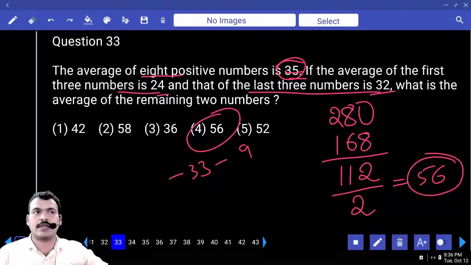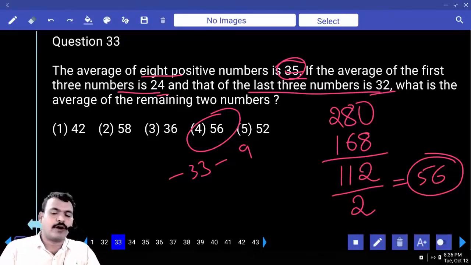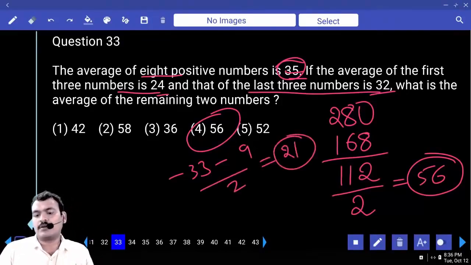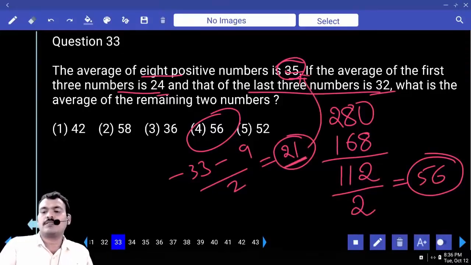Means how much sum is decreased? 42. That 42 will be added to which one? The remaining two numbers or not? 42 by 2, we are getting how much value? 21. That 21 is added to which one? 35. 35 plus 21, 56.